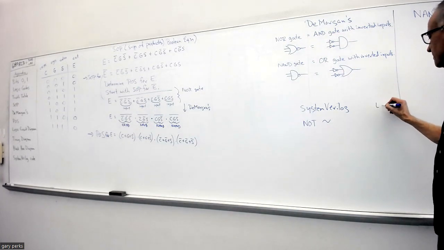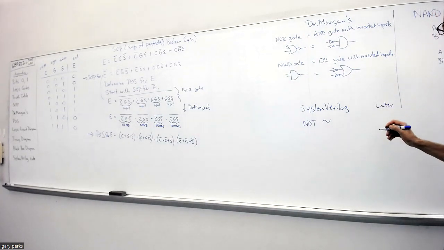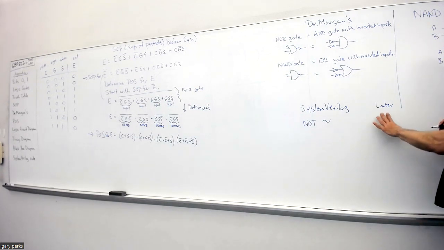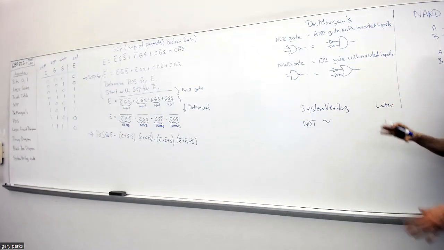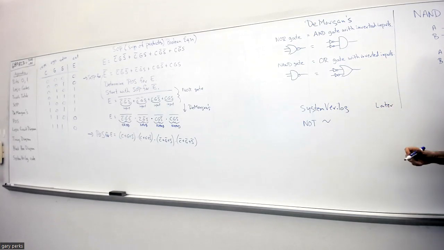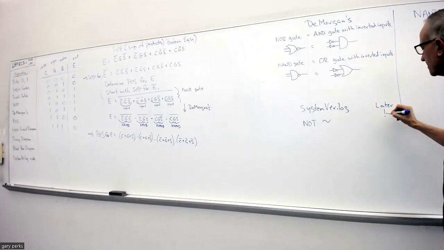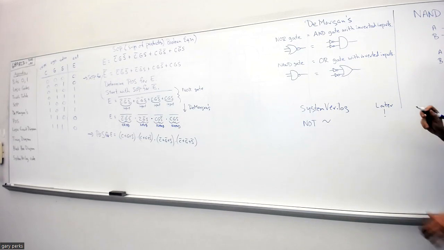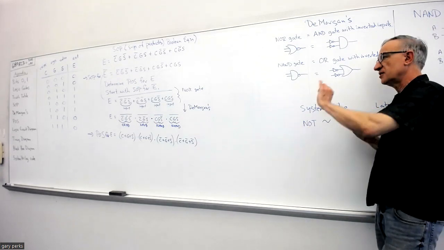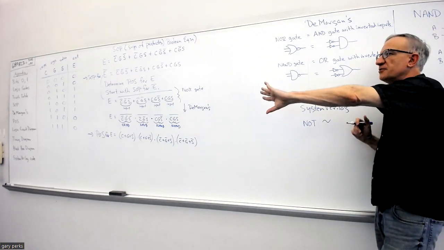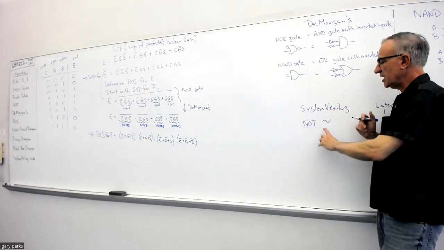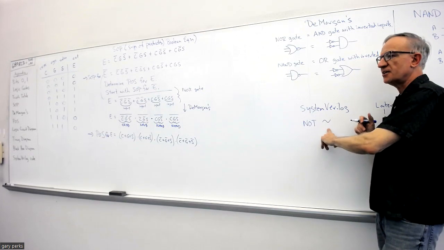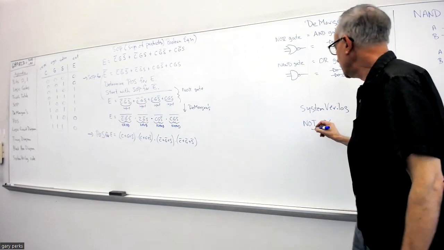Now later, and I'm just mentioning this as a heads up, you're going to see that for a particular construct of coding in Verilog, an exclamation point also means not. But for what we're doing in lab 0, and from lab 0 all the way out till probably about lab 4 or so, you're always going to use a tilde for not.